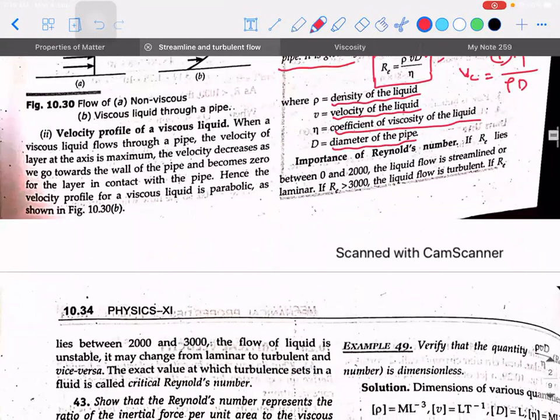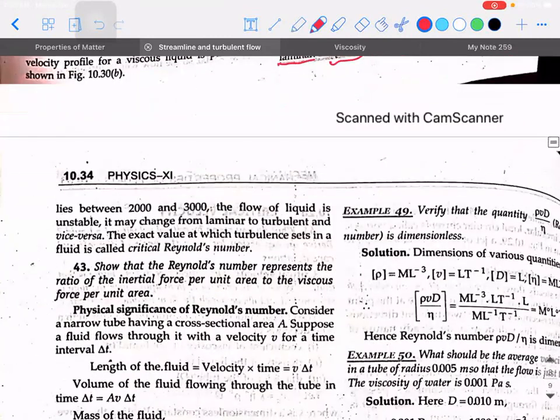Okay, so let's see what is the importance of Reynolds number. If Re lies between 0 and 2000, then the liquid flow is considered to be streamlined or laminar. If the value of the Reynolds number is greater than 3000, then the liquid flow is considered to be turbulent. If Re lies between 2000 and 3000, the flow of the liquid is unstable, meaning it may change from laminar to turbulent and vice versa. The exact value at which the turbulence sets in the fluid is called the critical Reynolds number.